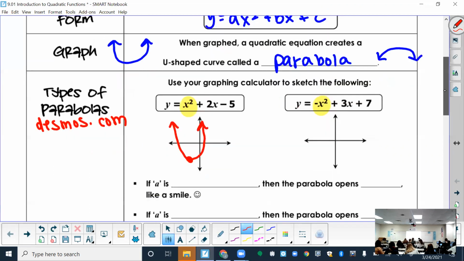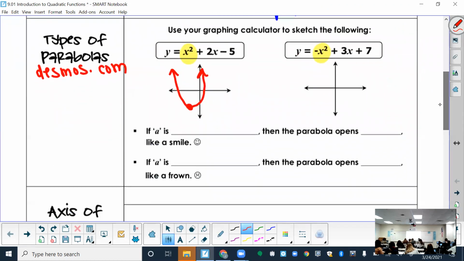The bottom line is that if your x squared or your a value is positive, the parabola opens up like a smile. A really easy way to remember that is, when positive things happen, they make you smile, like when you get paid, or when you buy something that you really wanted, or when you get a compliment. So the graph will look like a smile if it's a positive quadratic.